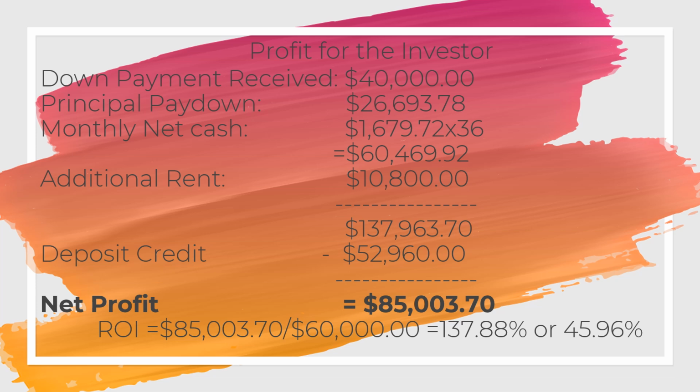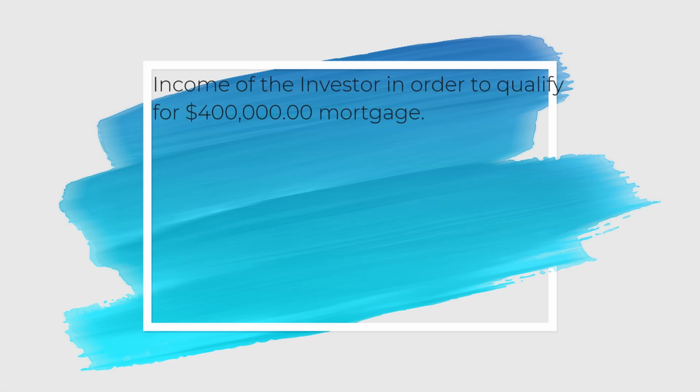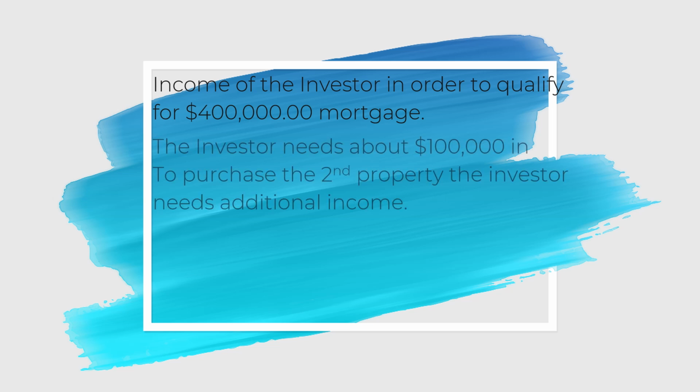So if you look at the ROI in this case, because the investment is only $60,000, it will be 137.88%, which is almost 46% per annum, which is a really great return. In order to qualify for a mortgage, the investor needs $100,000 income for a $400,000 mortgage.